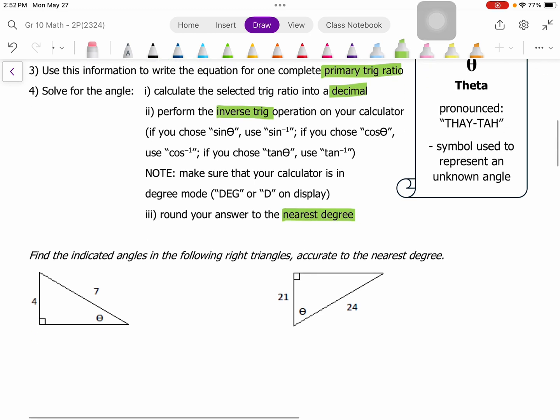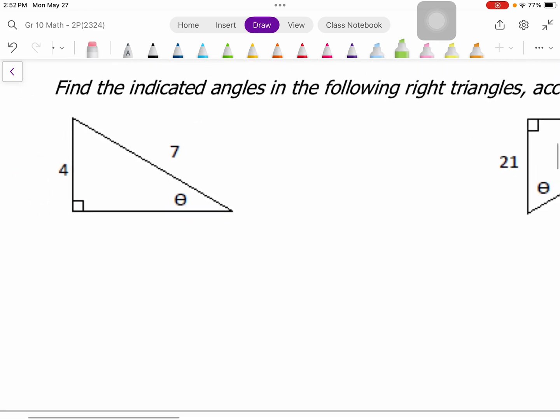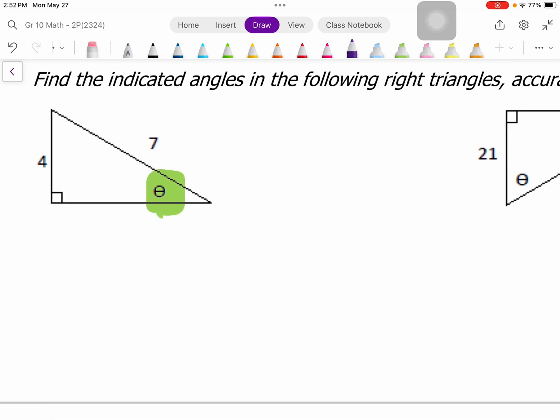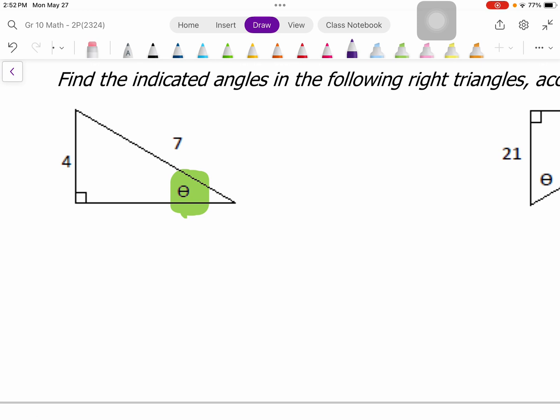So let's look at a couple of examples. Over here is the angle that I'm looking for. I'm shading that in so that I can identify my hypotenuse, opposite, and adjacent side. Remember, hypotenuse is always across from our right angle, so that's the 7. Across from the angle that I'm talking about, theta, is my opposite. The other side is adjacent, but I'm not going to write that down because I don't actually know what that side length is.